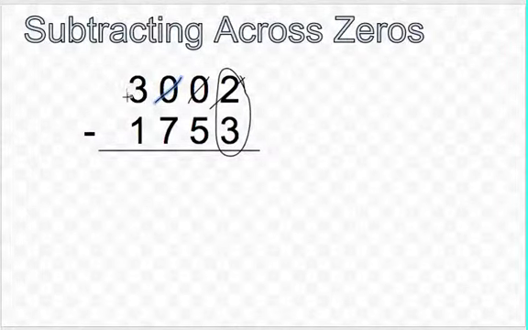Now the 3 will give us something to borrow. So I'm going to cross out my 3, and this becomes a 2. And then we are going to give what we borrowed from the 3 over to the 0 in the hundreds place. This 0 will turn into a 10. Okay, now let's go back to our 2 and 3.